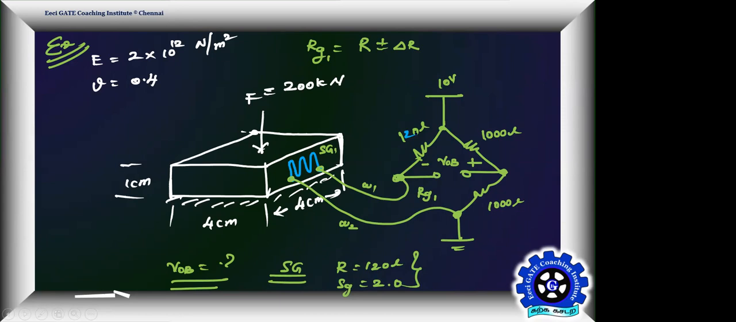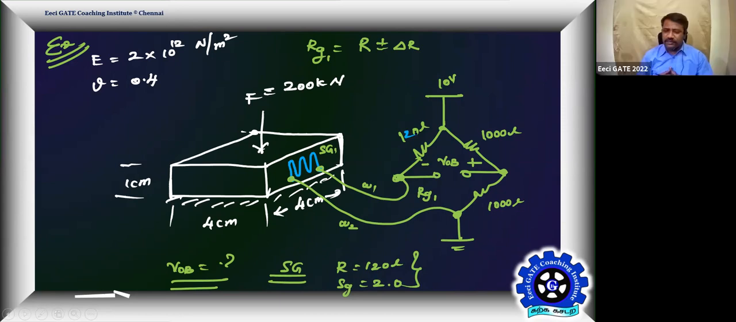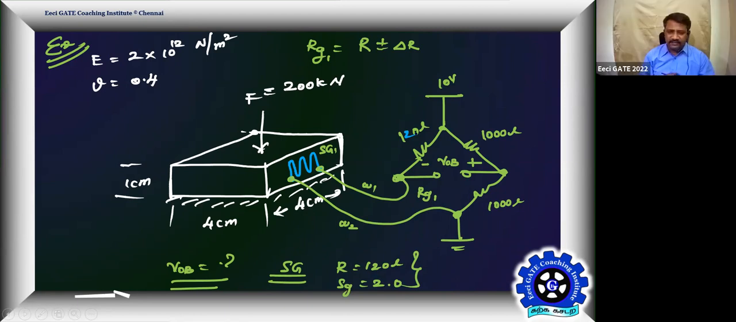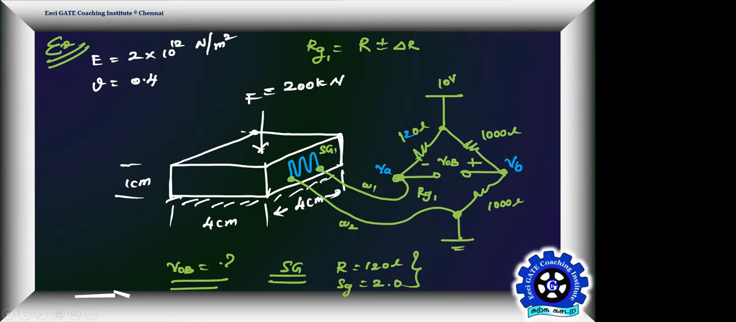Yes, sir. Because if there is no force, what is the value of RG1? If force is 0, what is RG1? R only. It's 120 ohm. So what is the potential at this point? You can call it VA. And this one VB. VB is always 5 volts, and VA also going to be 5 volt. Bridge will be in balance condition.